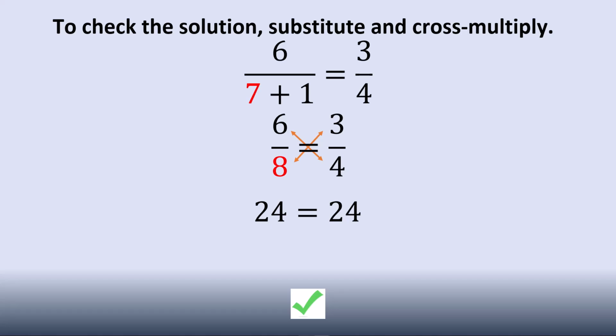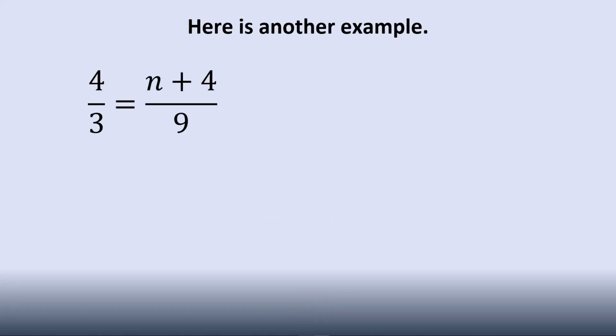To check the solution, substitute and cross-multiply. X is replaced by 7, so we have 6 over 7 plus 1 equals 3 over 4. 7 plus 1 is 8. And then we cross-multiply. 6 times 4 is 24, 8 times 3 is 24. The solution checks out. Here's another example.